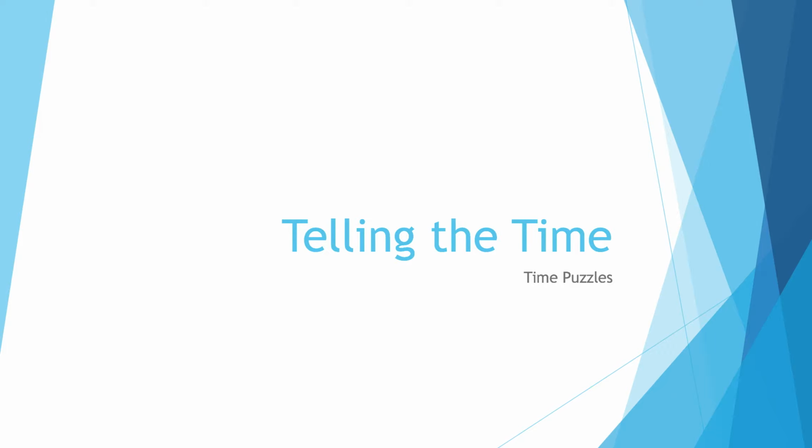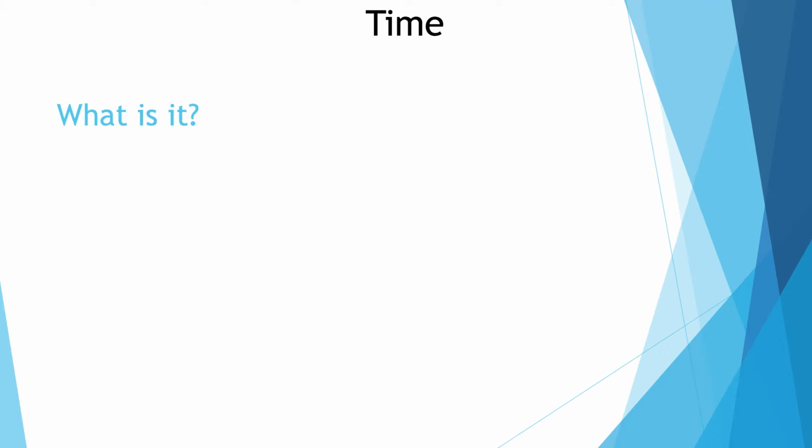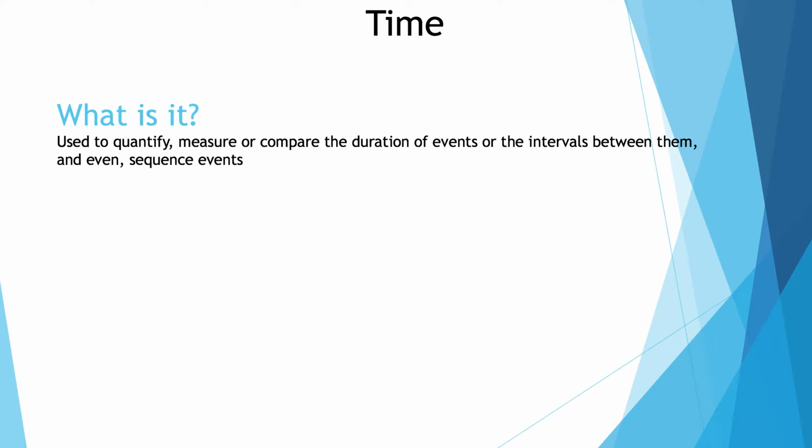Telling the time. Time intervals. What is it? Used to quantify, measure, or compare the duration of events or the intervals between them, and even sequence events. Why? So you can figure out how long an event occurred.